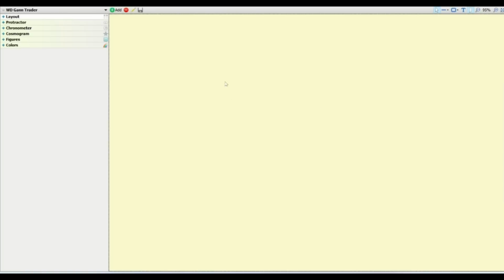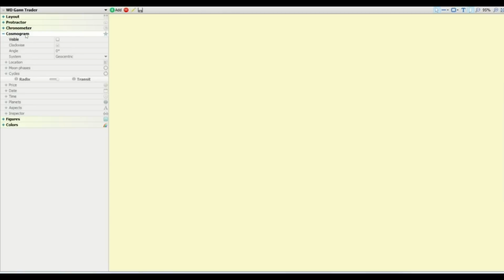First of all, open the Genzilla application. Here is our Genzilla application, and make the following changes for today's strategy. For today's strategy, we are going to use Cosmogram, so make the Cosmogram option visible from here. Also we are going to use the clockwise option, so make the clockwise visible. For angle we are going to use 0 degree, and for system we are going to use the geocentric system.